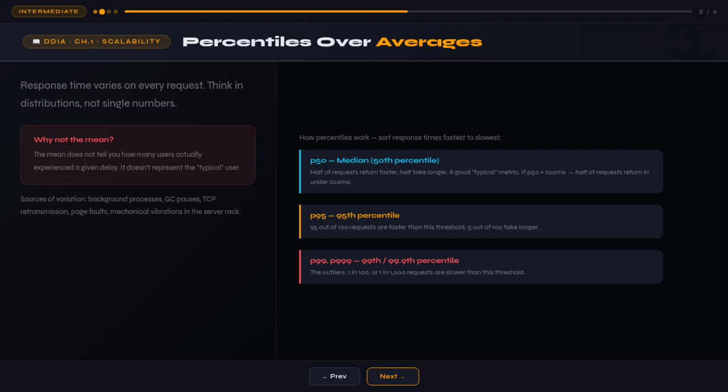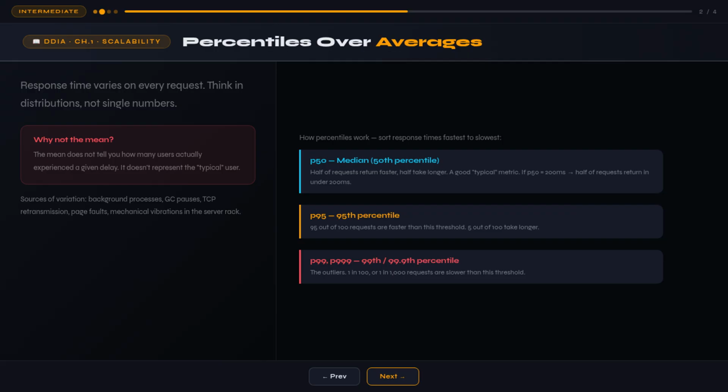So the book makes a critical point: stop thinking of response time as a single number. Think of it as a distribution of values that you can measure. Imagine a bar chart where each bar represents one request, and the height of the bar is how long that request took. Most bars will be short; most requests are fast. But occasionally you'll see a bar that's much taller, a slow outlier.